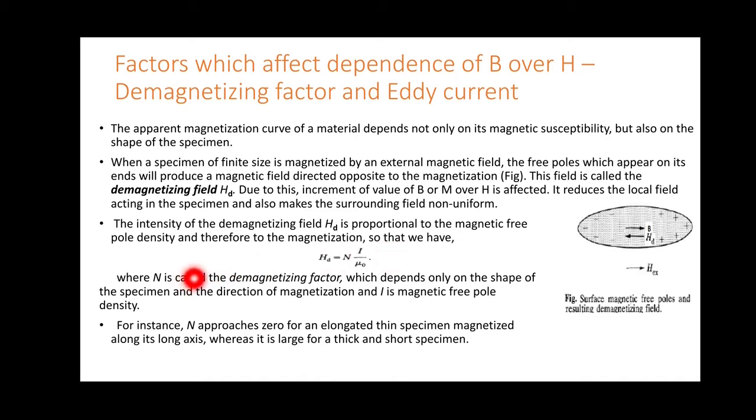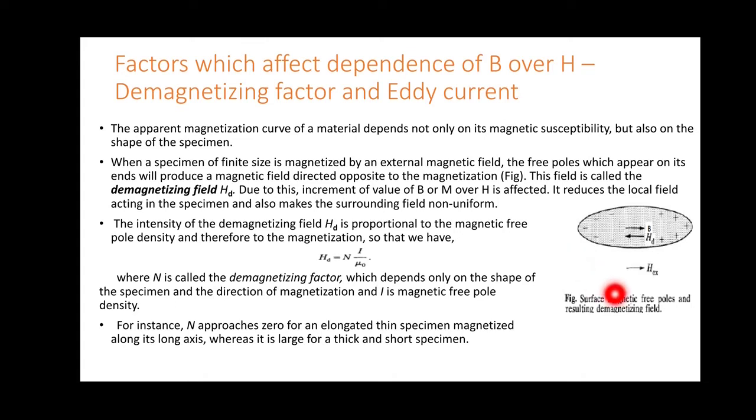Here N is the demagnetizing factor, which depends only on the shape of the specimen, and it is very difficult to calculate for every shape of material, and on the direction of the magnetization. I is the magnetic pole density and M is the magnetization. Here HD is also equal to N times M. For instance, N approaches 0 for an elongated thin specimen magnetized along its long axis, whereas it is large for a thick and short specimen.